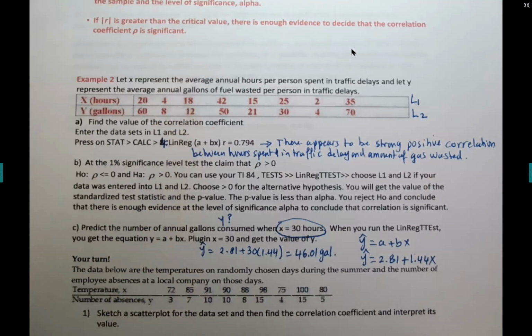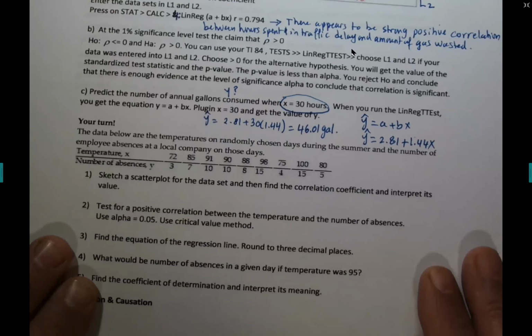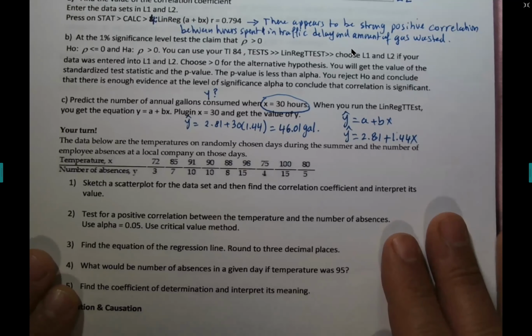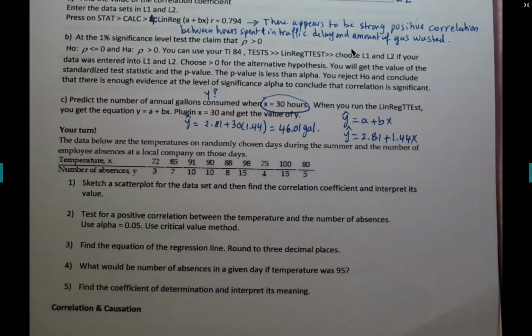All right. Next example. That's going to be the last one. I would like you guys to take a minute to put your data in L1 and L2, and then we're going to answer those 5 questions. The data below are the temperatures on randomly chosen days during the summer and the number of employee absences at a local company on those days. This exercise will check if there is a relationship between the temperature outside and the number of absences, whether when it gets hot, people are tempted not to go to work. So we're going to see that.